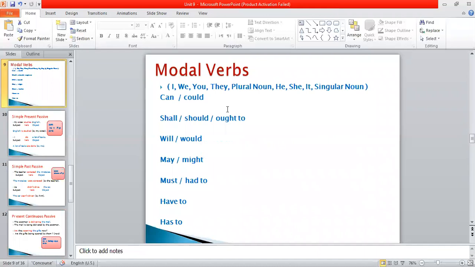But why do we call them modal verbs? Have you ever asked yourself about that before? Why do we call them modal verbs? We call them like that because we cannot depend on these verbs as main verbs. How come? All these verbs need a main verb to follow them.